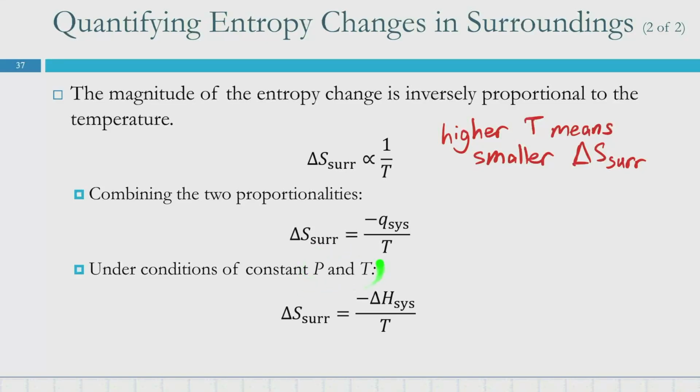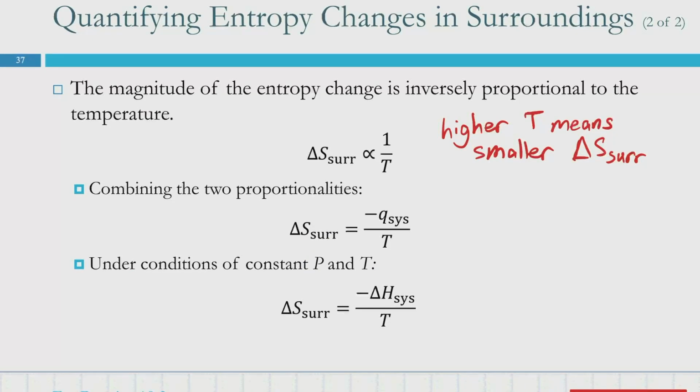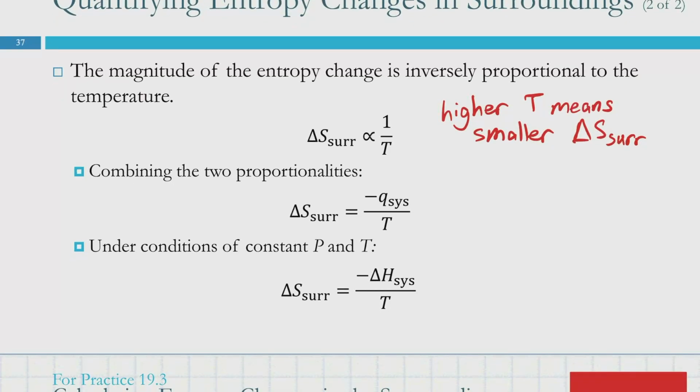If we're in conditions of constant pressure and temperature, we can swap out the Q with our change in enthalpy. And I think that's related to the stuff that we covered like 4 chapters ago. We're not doing volume expansion work or something to that effect.